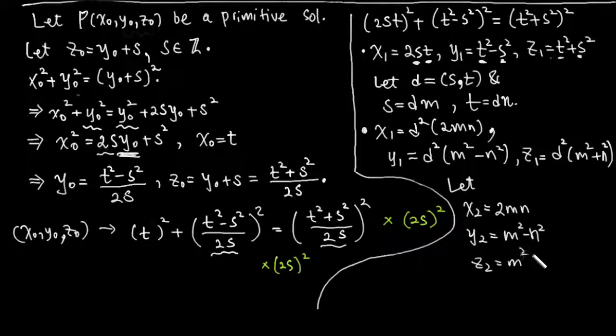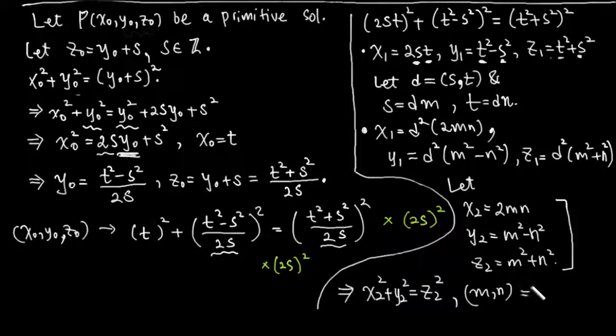z2 is m squared plus n squared. There's still a solution because this is a solution, and d squared shows up everywhere. Actually, d to the 4th shows up as the square. You cancel all that, and then you obtain an equation in terms of x2, y2, z2. Namely, if you write it like this, x2 squared plus y2 squared equals z2 squared, because the common factor cancelled. So we have another Pythagorean triple closer to our primitive solution, and they're described by these parameters where m and n no longer have a common factor.